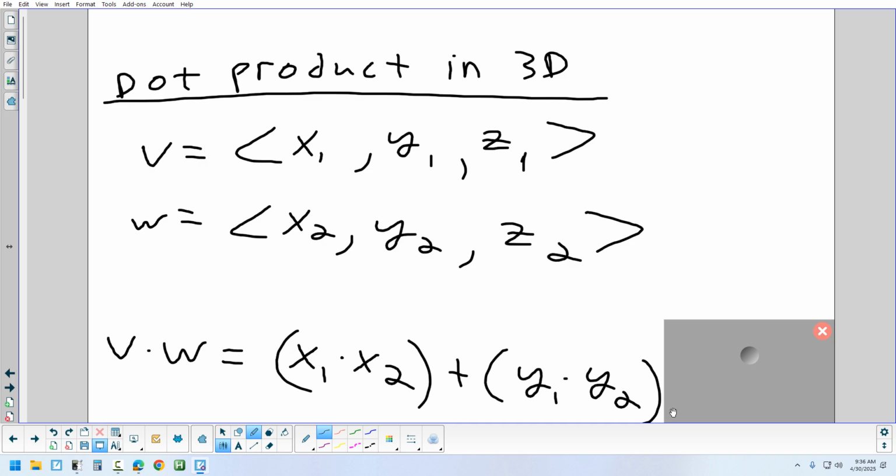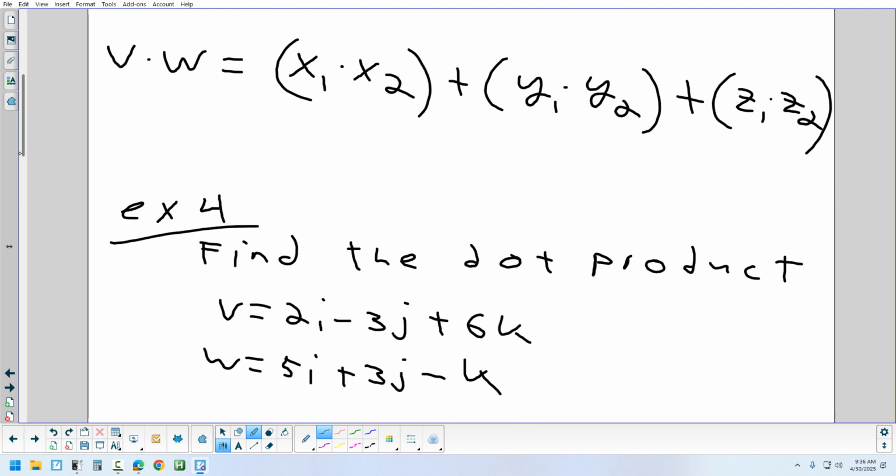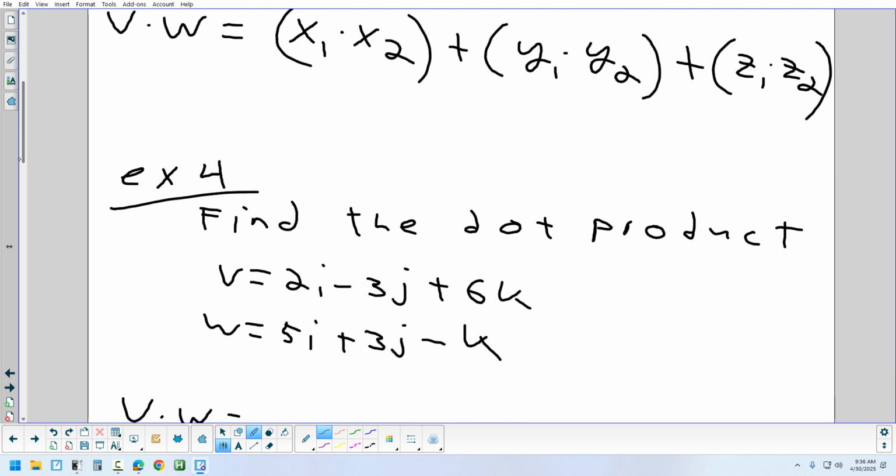What else do we need to make it 3D? Plus z1 times z2. Yep. And that's how you find a dot product in 3D. Okay, so let's find the dot product between those two vectors: 2i minus 3j plus 6k, and 5i plus 3j minus k.